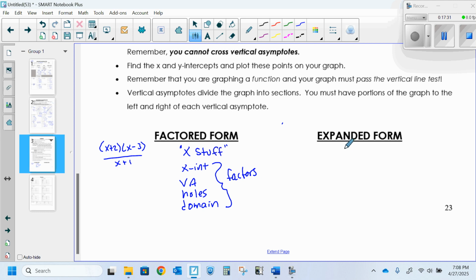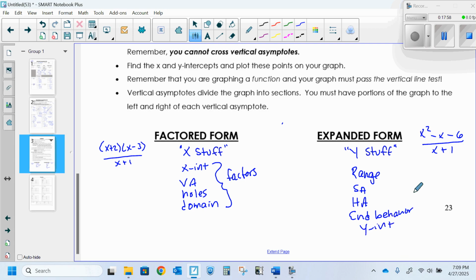Expanded form is your y stuff. So this is like x squared minus x minus 6. This is your range, your slant asymptotes, horizontal asymptotes. This is your end behavior. How about your y-intercept? All that stuff is found when it's in expanded form. I just wanted to go over a few things there.